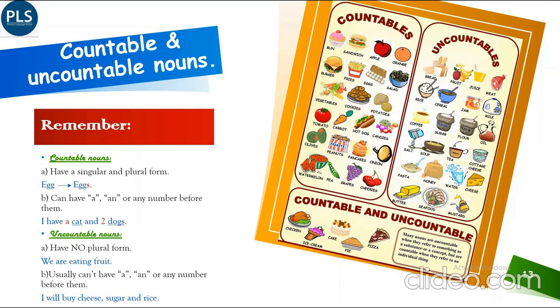And also, uncountable nouns usually can't have a, an, or any number before them. Like here, our example, I will buy cheese, sugar, and rice. I didn't tell you how many cheese or sugar or rice because I can't count these nouns separately. And I need you to notice something here. There are a lot of nouns that can be countable and uncountable, but it differs in the meaning of the sentence. And as I said before, you are going to learn this by practicing.